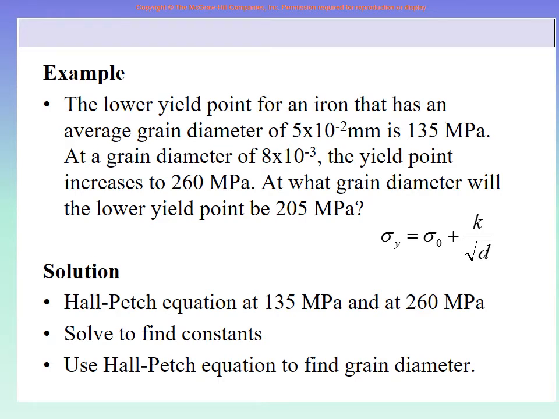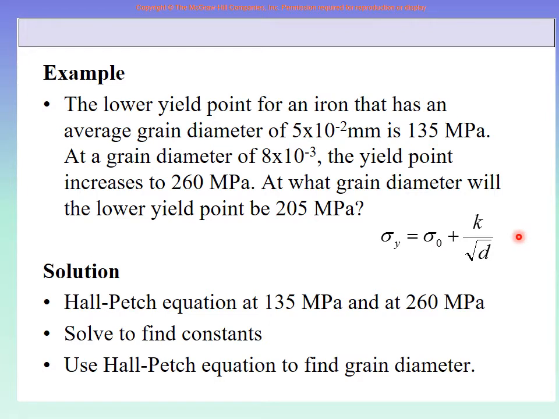So the solution, right? What is the Hall-Petch equation? This is the Hall-Petch equation. Put the first two values. You see, this is the grain diameter. So put the grain diameter number here and the yield strength here. So you have one equation, right?